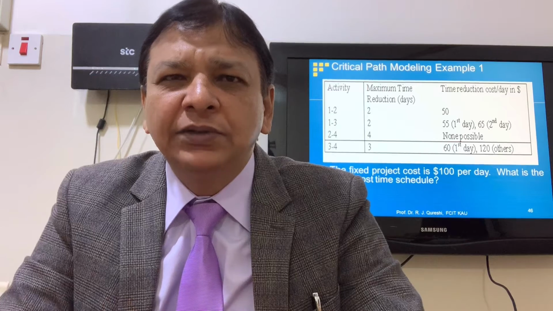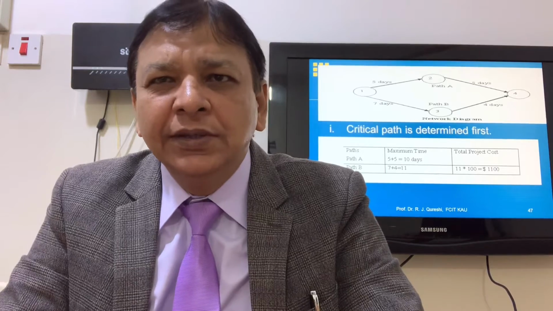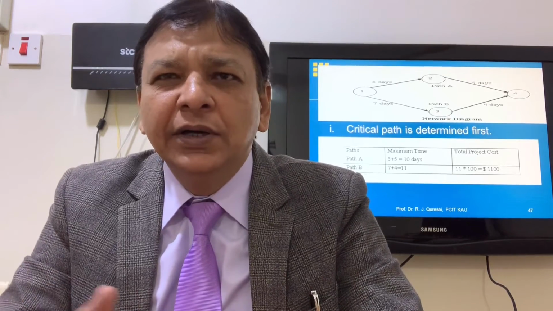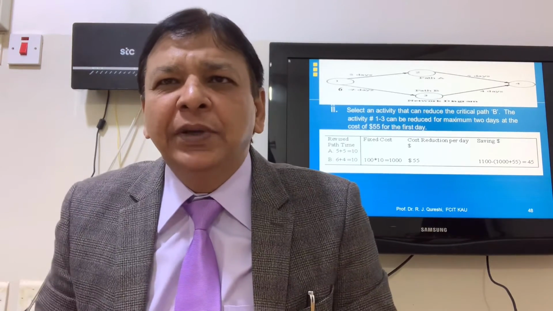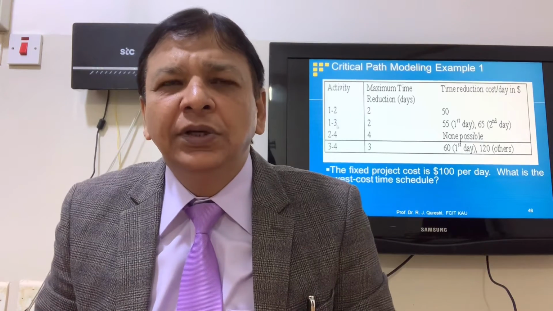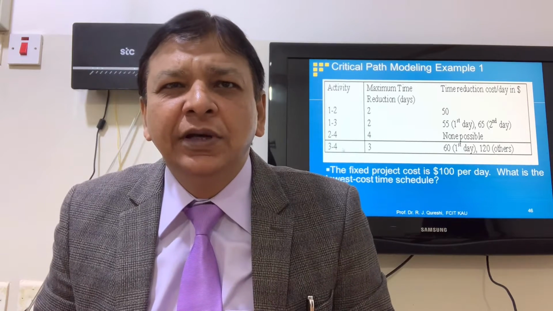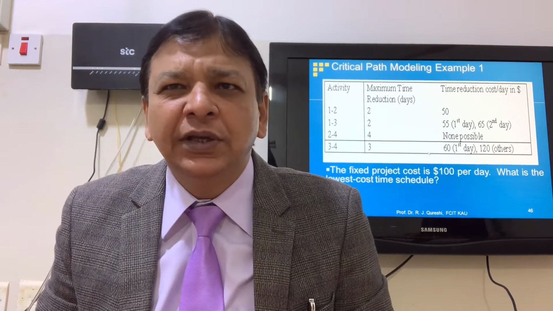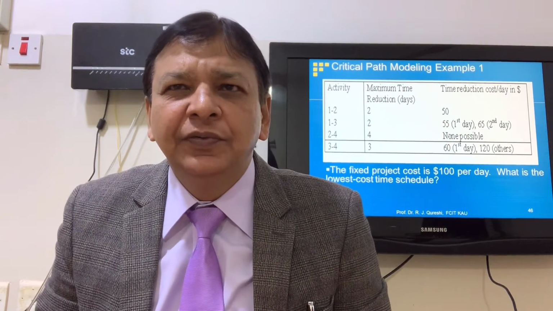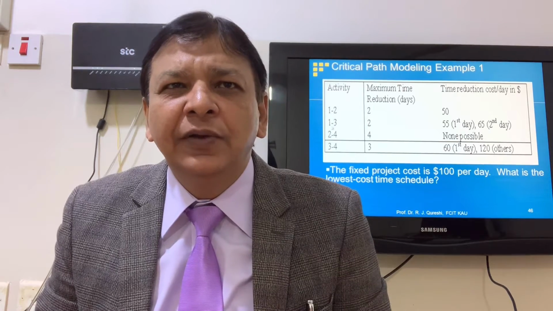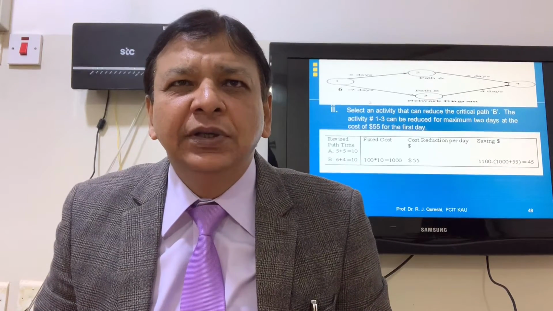We need to calculate what is the lowest cost time schedule. Path B is critical, 7 plus 4, 11 days. Total project cost 11 into 100, $1,100 is the project cost. As per the table, we can reduce 1 to 3 for 2 days at the cost of 55, because the first day is 55. 3 to 4 we can reduce 3 days, so the first day's cost of 3 to 4 is $60. If we compare 55 with 60, 55 is economical, so we'll cut down 1 day from 1 to 3, because path B is critical. So when we cut down 1 day from 1 to 3, it becomes 6 days.